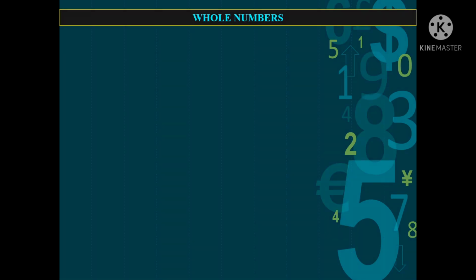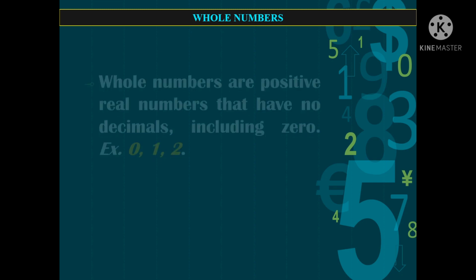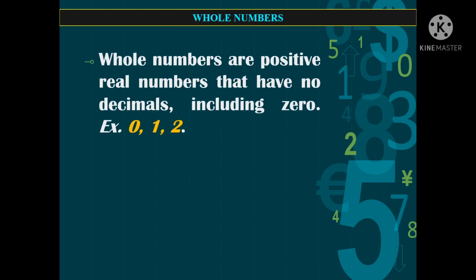So now, let's proceed to the whole numbers. This is also under the rational numbers. So let us define first. Whole numbers are positive real numbers that have no decimals, including 0. So for example, we have 0, 1, and 2. It is denoted by the symbol capital W.